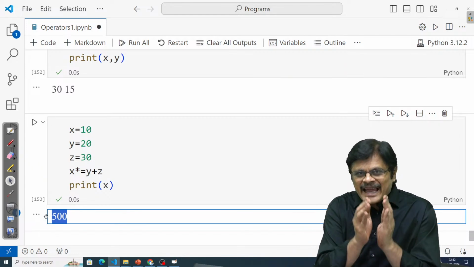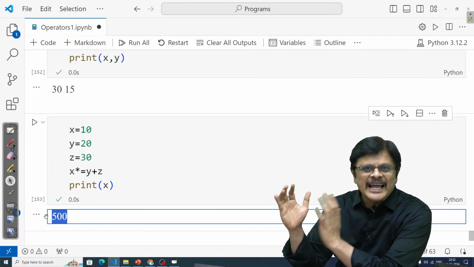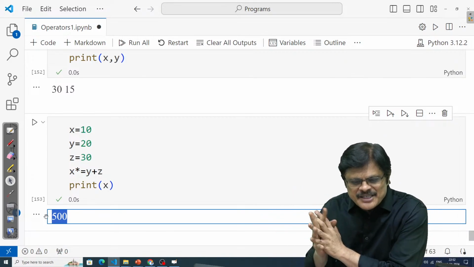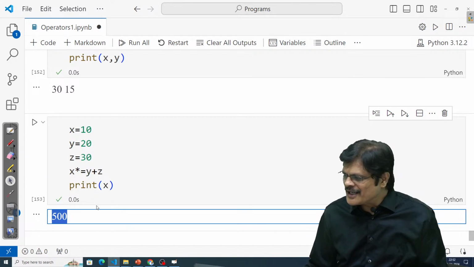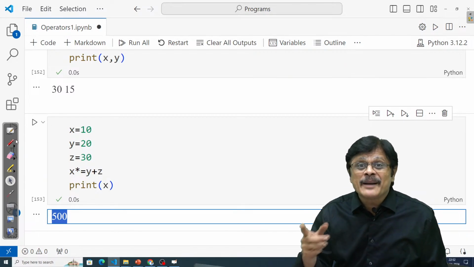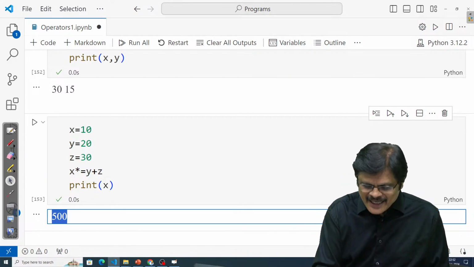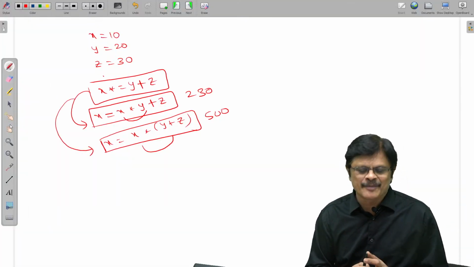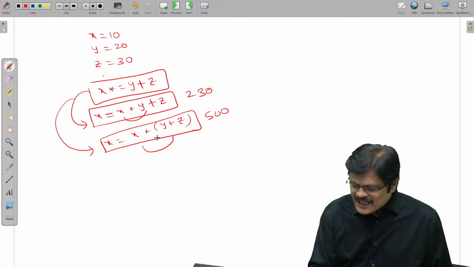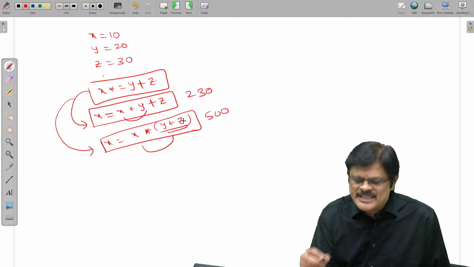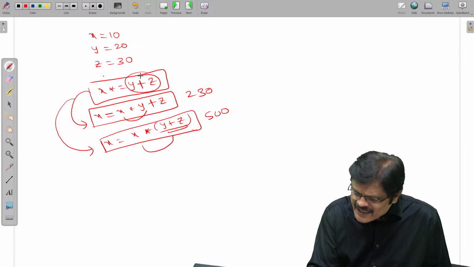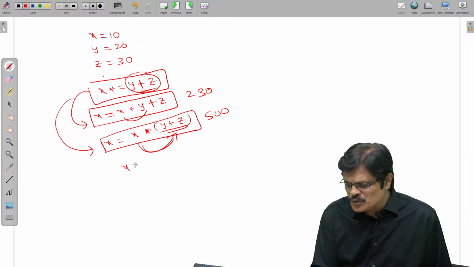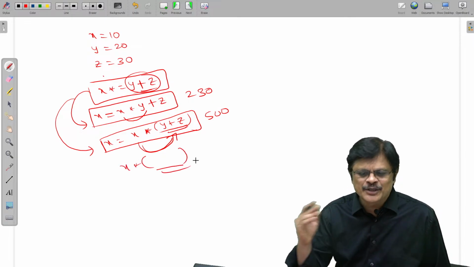So this x is multiplied with the whole expression on the right hand side. It is not replacement text, my dear friend. It is not like replacement text as it happens in hash defined variables or macros in C language. It is like x into the whole expression. Whatever this expression is, x is multiplied with this expression. So this is the meaning of it.